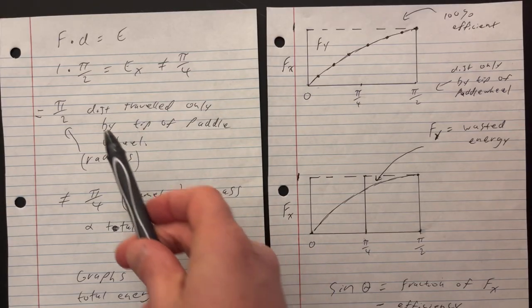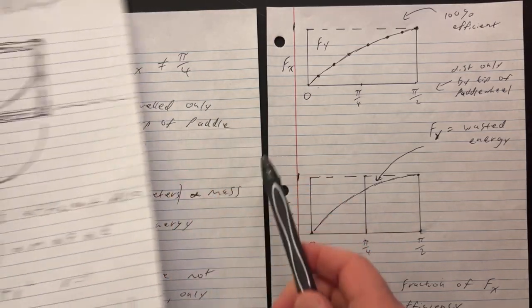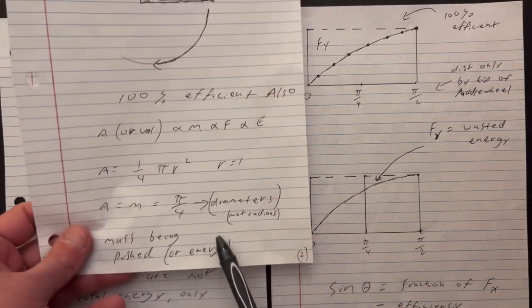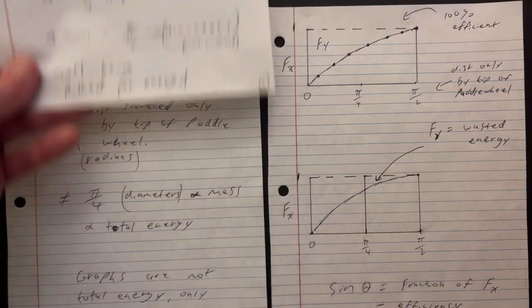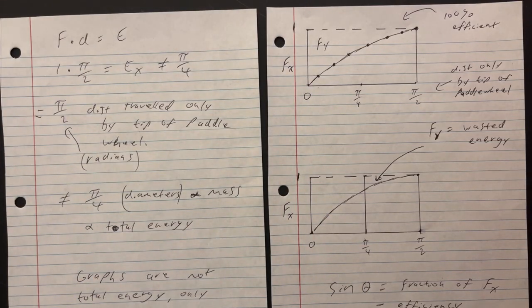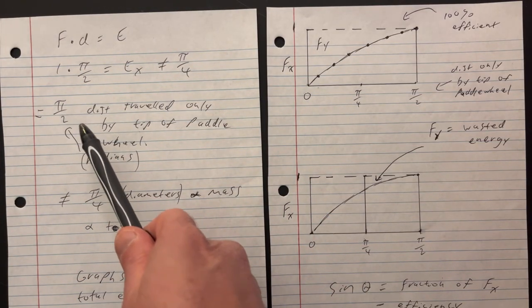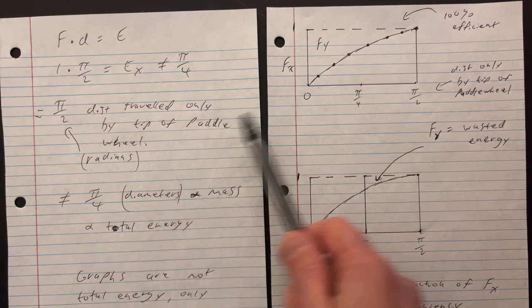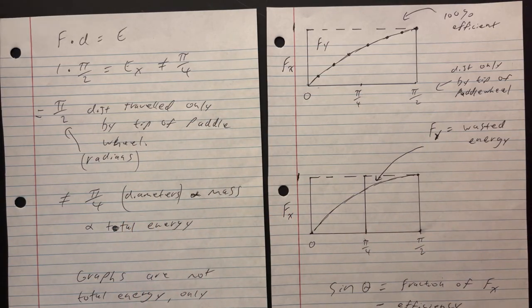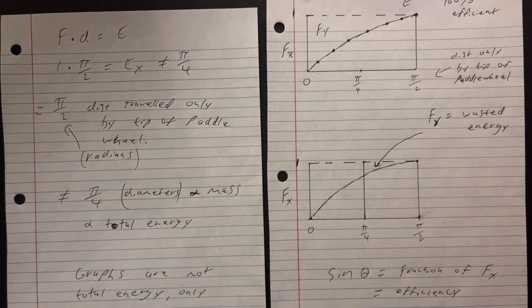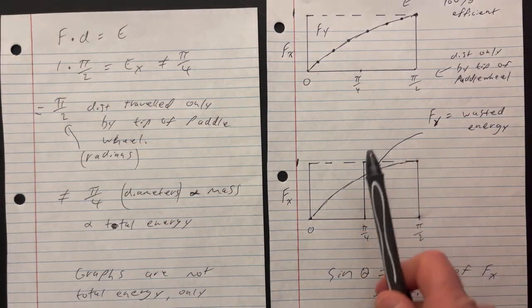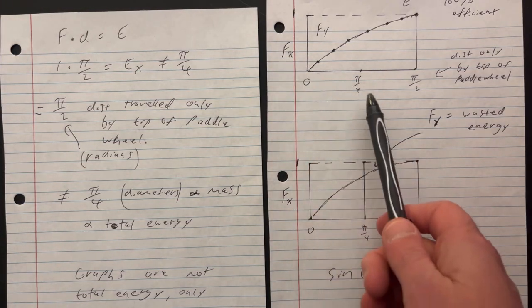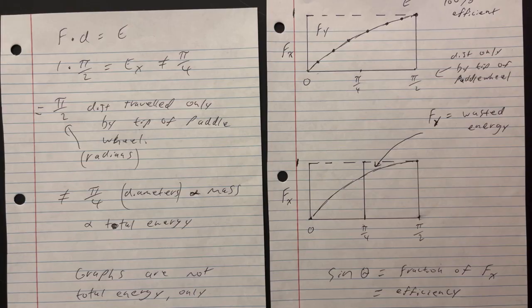But just notice that that pi over 2 does not equal pi over 4 from the vertical bucket paddle wheel, because we're looking at 2 separate graphs here, 2 separate systems. Importantly, the pi over 2 is the distance traveled only by the tip of the paddle wheel. So I'm showing this to show again that this does not represent an actual energy, even though we're multiplying force times distance to get the area under the curve. That's not actually the energy or the amount of mass of water that we're pushing.